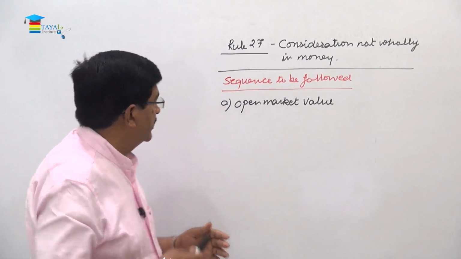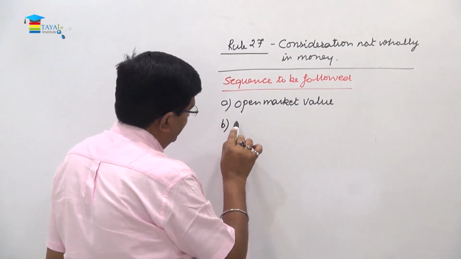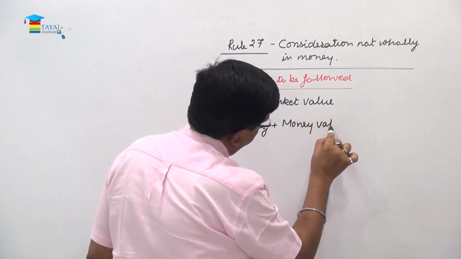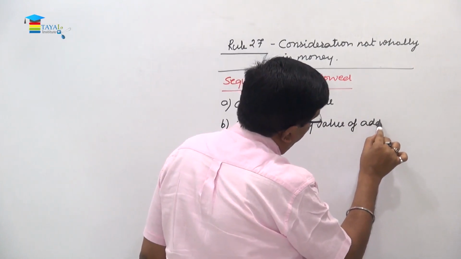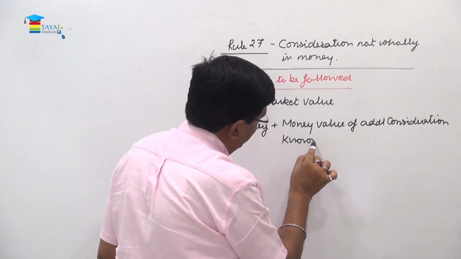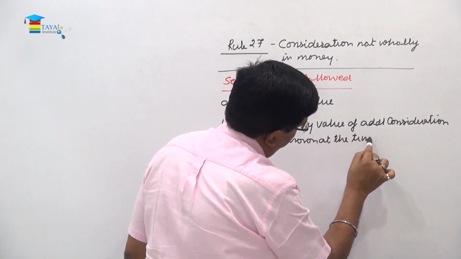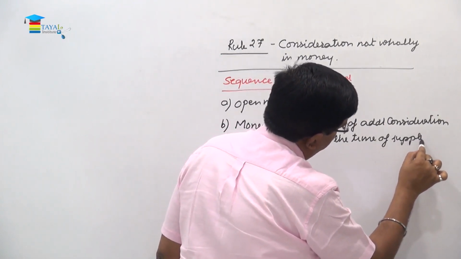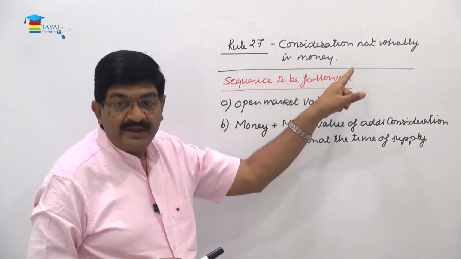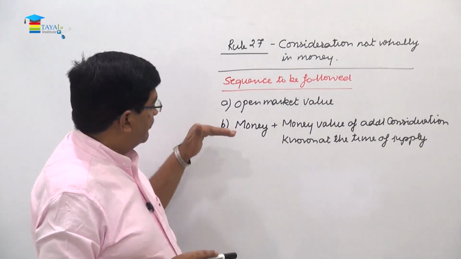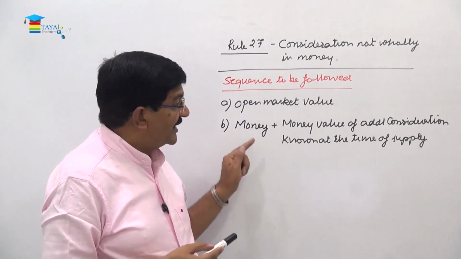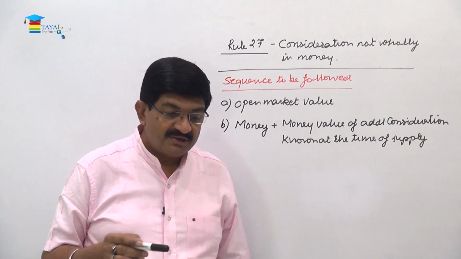If it is not possible, then only clause B is there. This says money plus money value of additional consideration known at the time of supply. So if the money value of this additional consideration is already known, then clause B becomes relevant, otherwise it is not. This says consideration not wholly in money, so some component in money is there, right? So money plus additional consideration, so the money value of that additional consideration has to be taken into account, provided that the money value of that additional consideration is known at the time of supply.